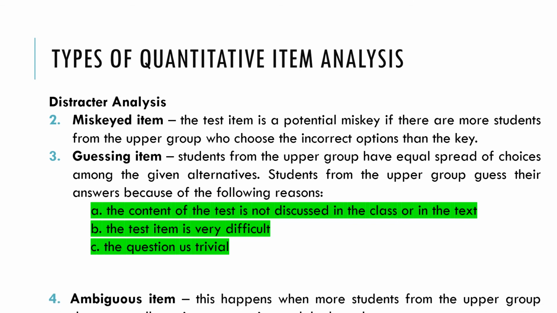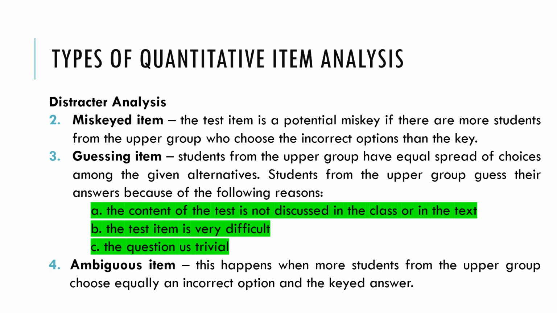And then number four, ambiguous item. This happens when more students from the upper group choose equally an incorrect option and the keyed answer. So that means the same number of students in the upper group chose the correct answer and the incorrect option. It means they were confused about the content of the question. Therefore, the question is very ambiguous. That's what we call an ambiguous item.